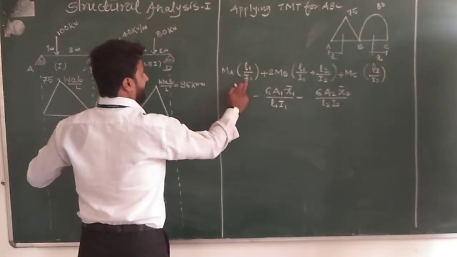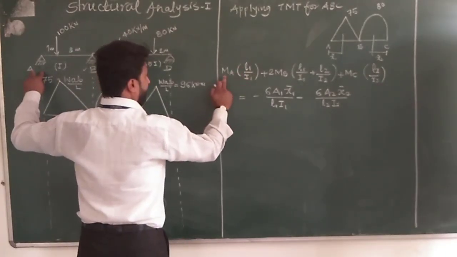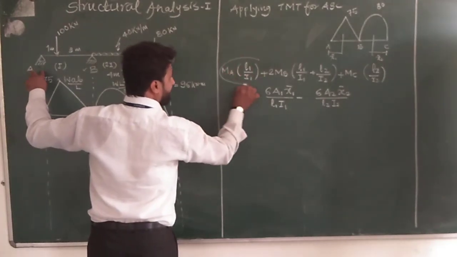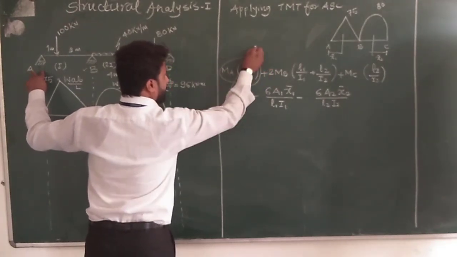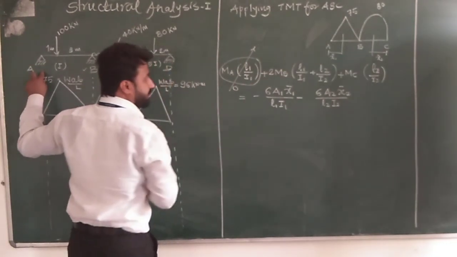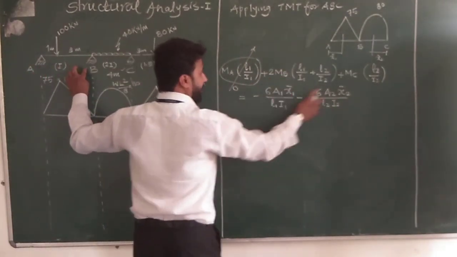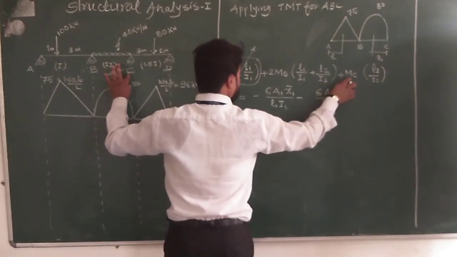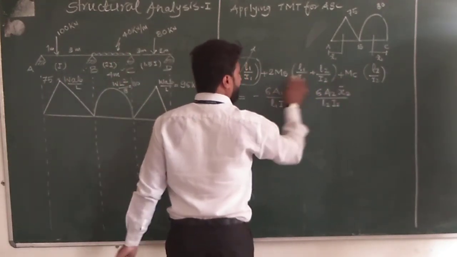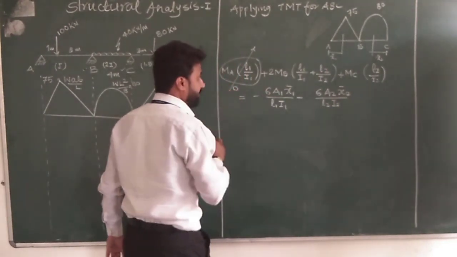So MA L1 by I1, as the moment MA is 0, so we have to make this 0. Now moment MB will be there, as this is the intermediate support, and MC will be there also because this is also intermediate support. So MB and MC will be there in the equation.